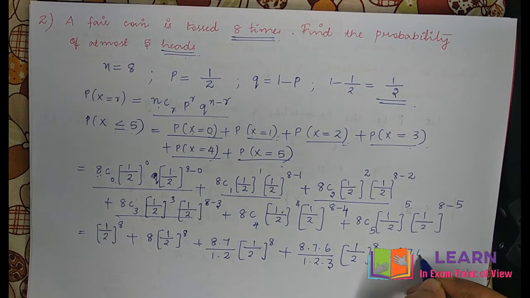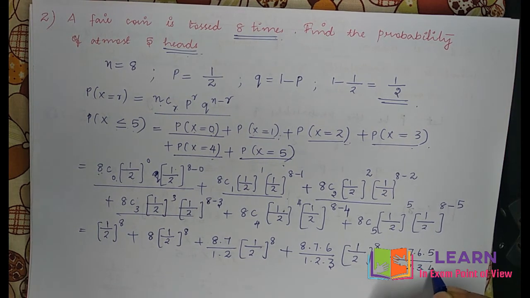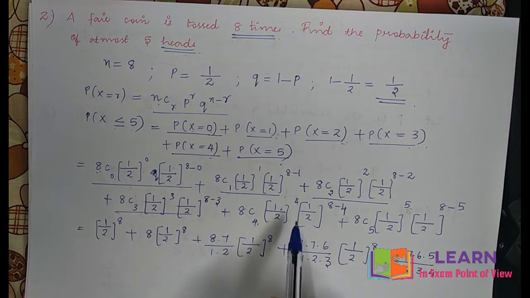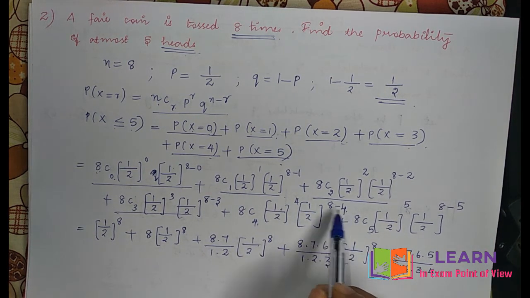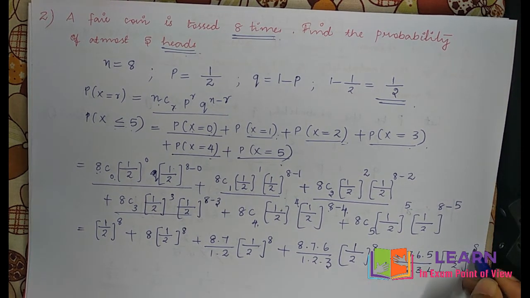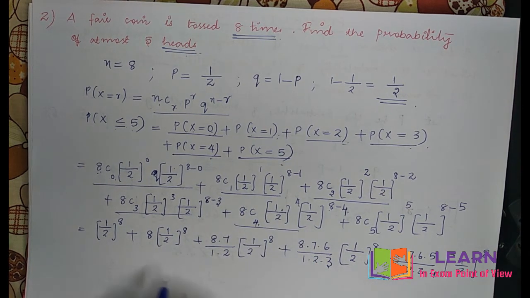8 into 7 into 6 into 5 by 1 into 2 into 3 into 4. Okay. This one we are doing, right? Yeah. So 8 minus 4, 4, 4 plus 4, 8. Again, here it is coming (1/2) raised to 8. So this one also we did. Last one, 8C5.